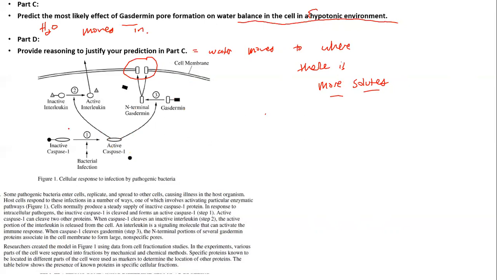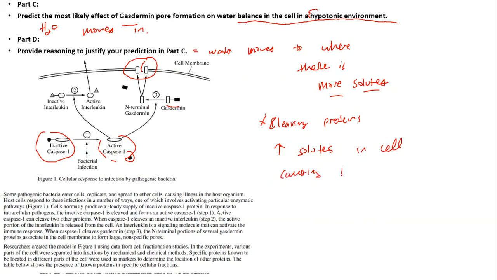And we can even dive into this a little further. This is going from one solute to, when it's active, you cleave it off, and now all of a sudden you have two solutes. Same thing here. This was one solute, now you have two solutes. You're actually creating an increase in solutes, causing water to want to rush in. So I could even say that the cleaving of proteins increases the solute in the cell, causing water to move in.